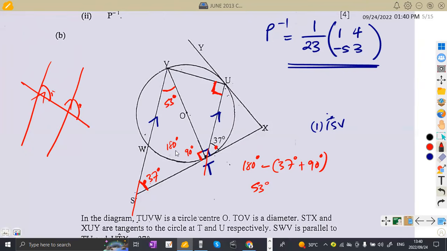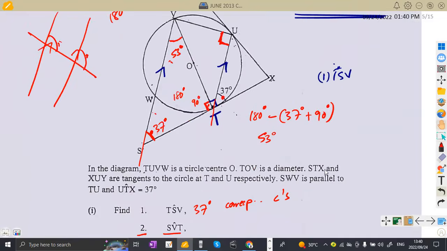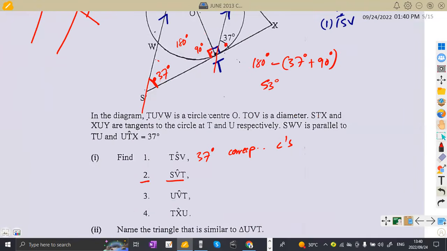Or you can simply say, since we've already got 90 degrees here, these two angles must give us 90 degrees so that we can have a total of 180 degrees. So you can simply subtract 90 minus 37. What do you get? 53. Just like that. Okay, so that was our SVT, which is 53 degrees. So you're going to have 53 degrees here.